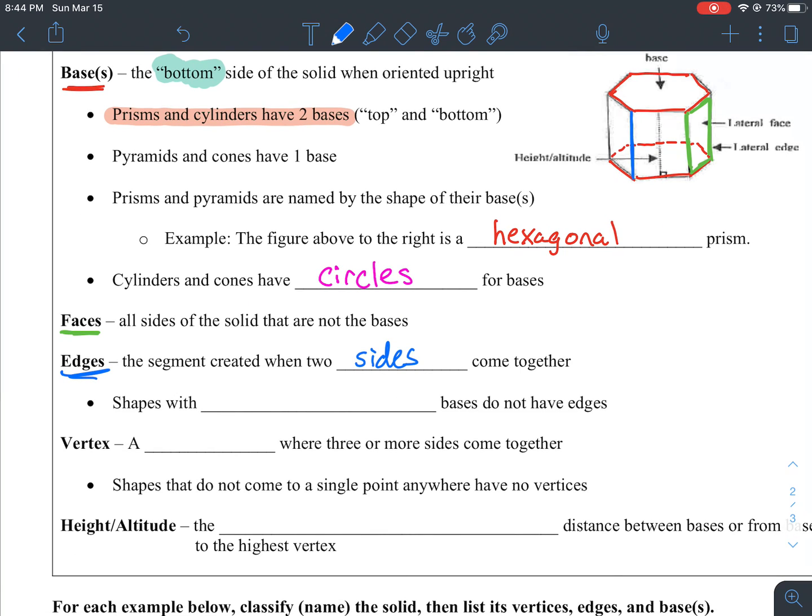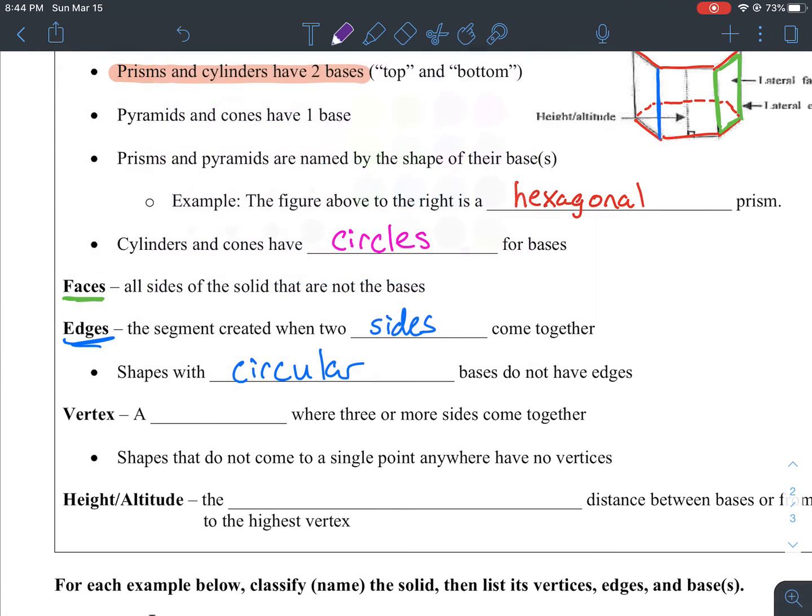Now, shapes with circular bases do not have edges. So for example, a cylinder does not have any edges. A cone does not have any edges because there's no spot where 2 sides are coming together.